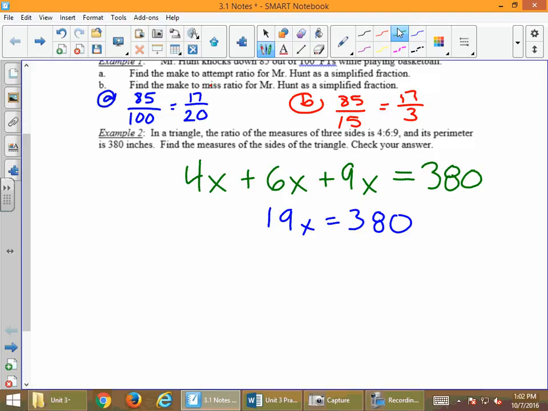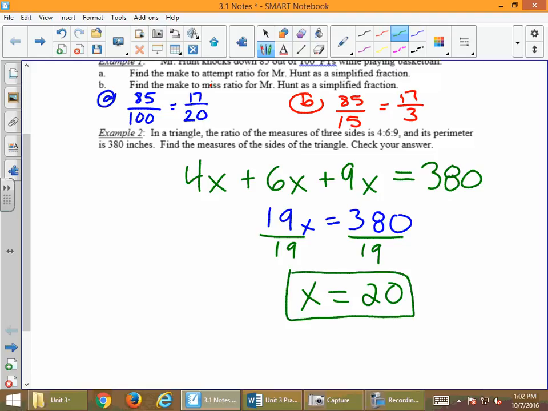Last step, divide by 19, divide by 19. X is equal to 20. So good. We're done? Yep.